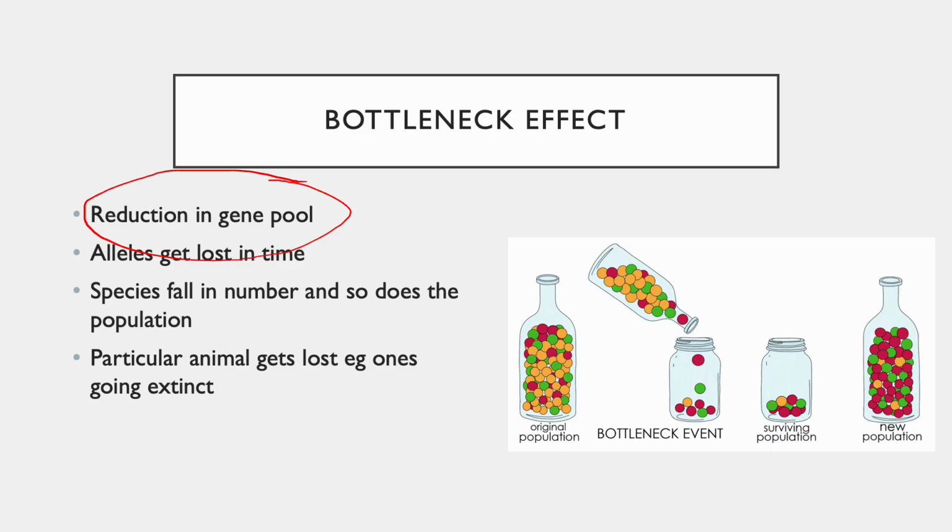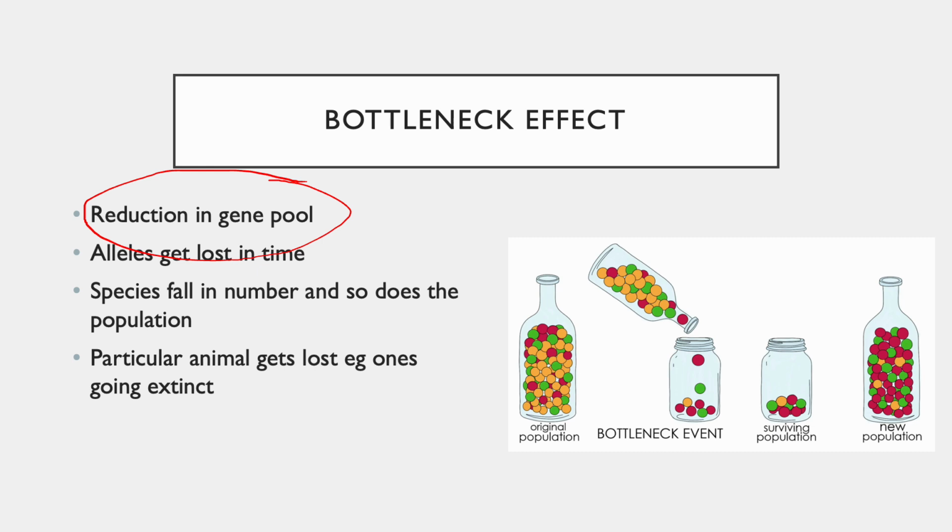as a result of which the entire gene pool, or the entire set of genes which are there in total, has been reduced for a particular organism or a particular species, and the other ones have become dominant. So a particular animal gets lost or becomes extinct. The yellow ones in this case look like they have completely become extinct, and the species falls in number. The whole population does go down, but that will be recovered over time because the ones which have survived will increase in number.